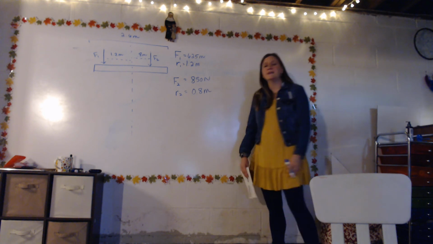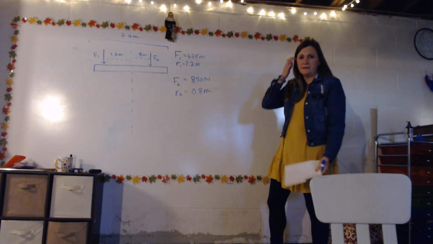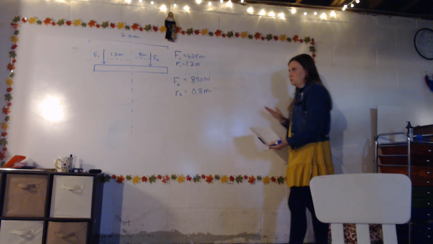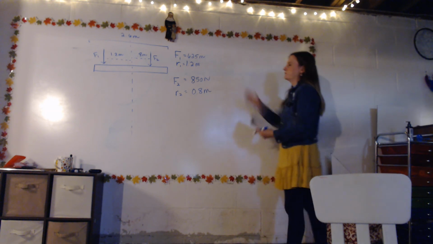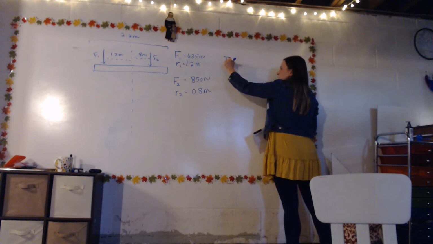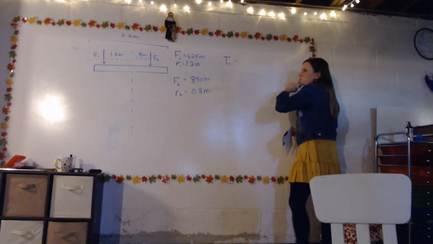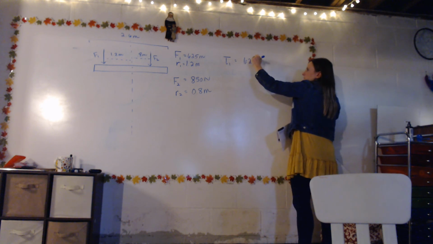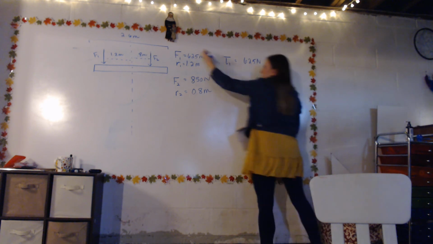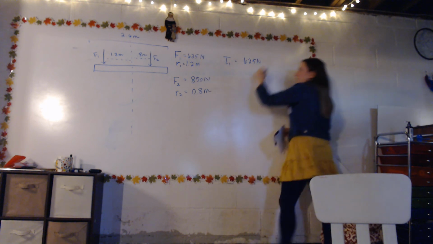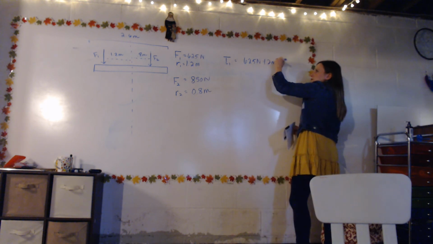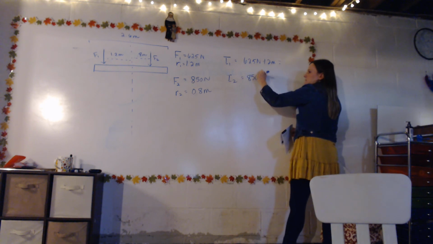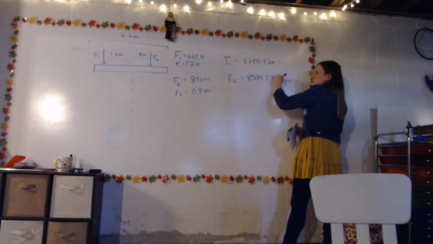So we want to find the net torque. If we can find the net torque, that will tell us what direction this thing is rotating. There are two torques, torque from force 1 and torque from force 2. To find those torques, I'm going to ignore the direction for right now. It's super simple. For torque 1, it's force 1, 625 newtons, times 1.2 meters. And for torque 2, it's 850 newtons times 0.8 meters.